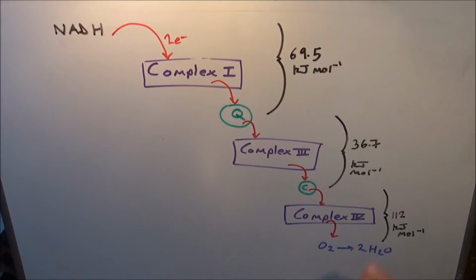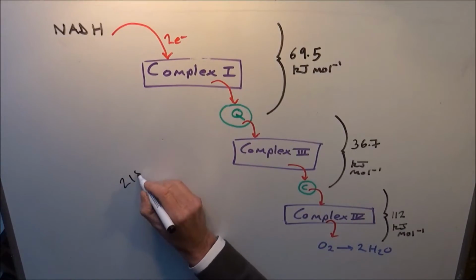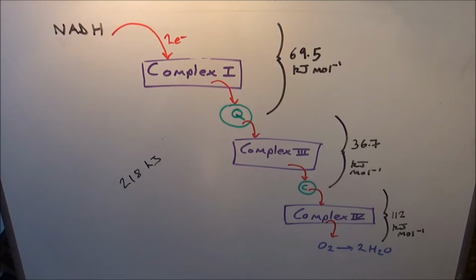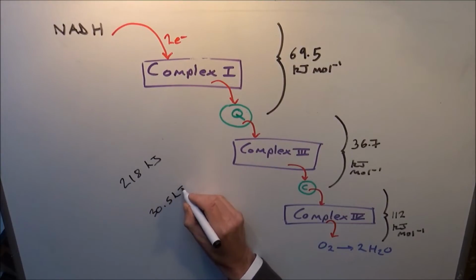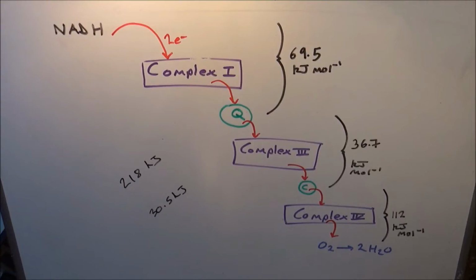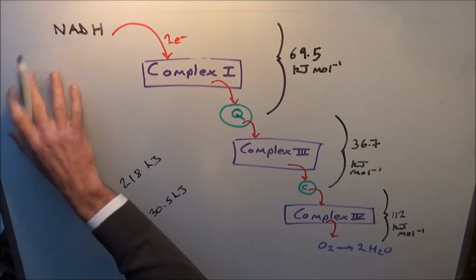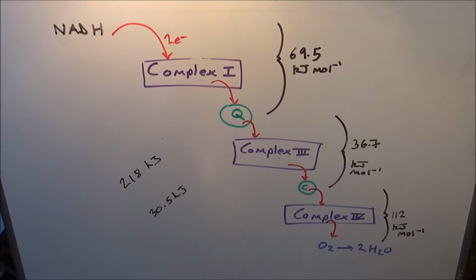So the total amount of energy released by just 2 electrons, well, it's 2 moles of electrons or a mole of NADH, it comes to about 218 kilojoules of energy. In principle, you need about 30.5 kilojoules to make a mole of ATP. So in principle, you could make just over 7 moles of ATP from a mole of reduced NADH. In practice, we get about 2.5.